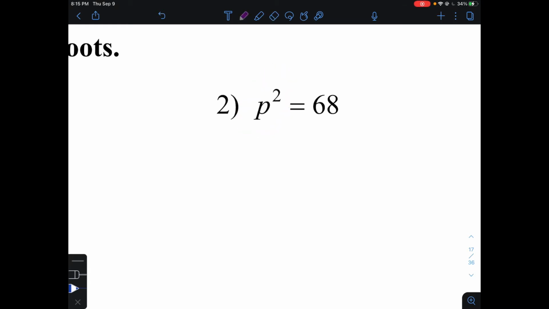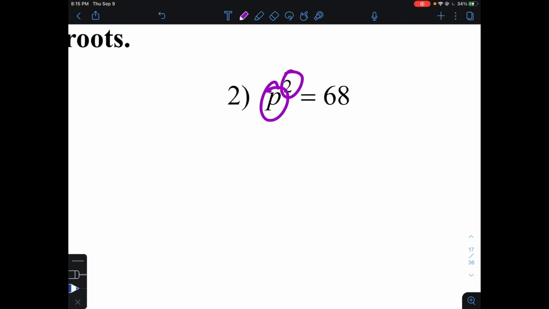What I mean by linear term would be like, if this had p squared plus p equals 68. If there's a term with a variable that doesn't have a power of 2, like a power of 1, that's a linear term. And those are a little bit more challenging. But when there's only one variable and it's just to the power of 2, it's a lot easier to solve.